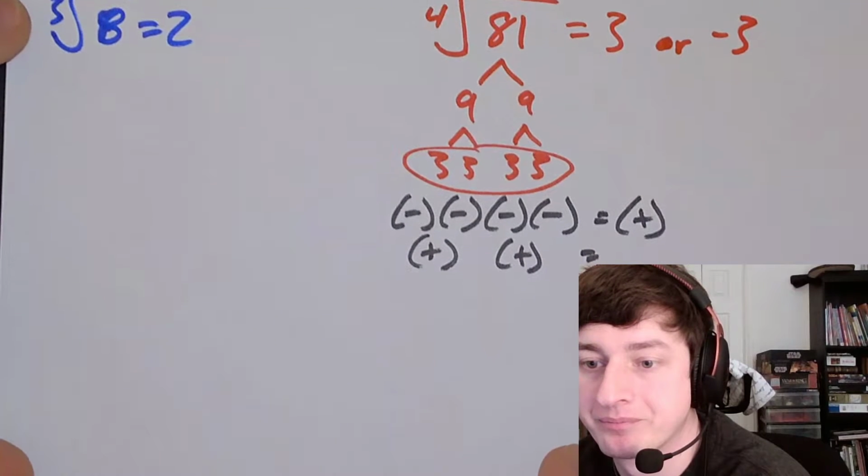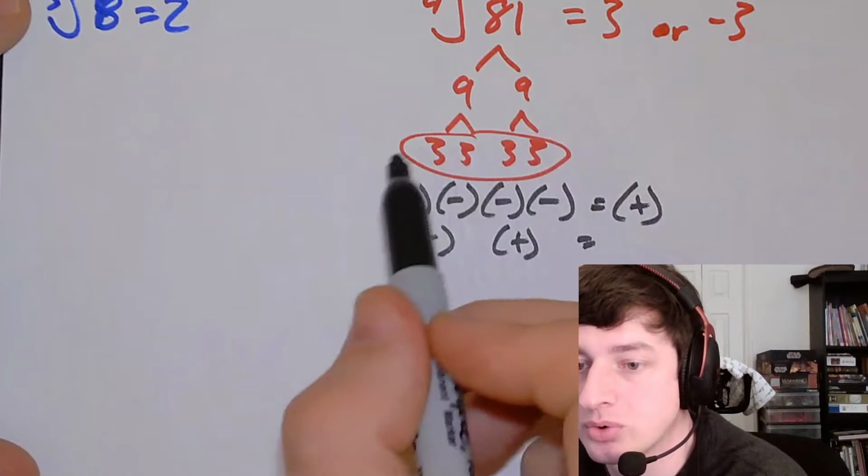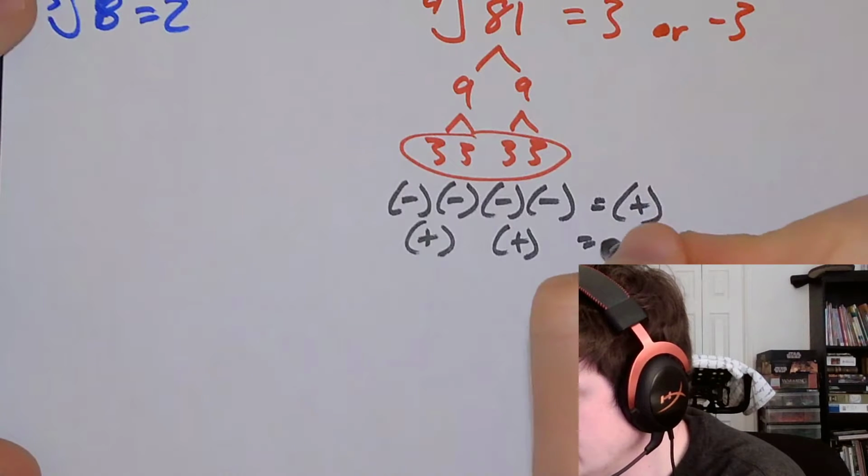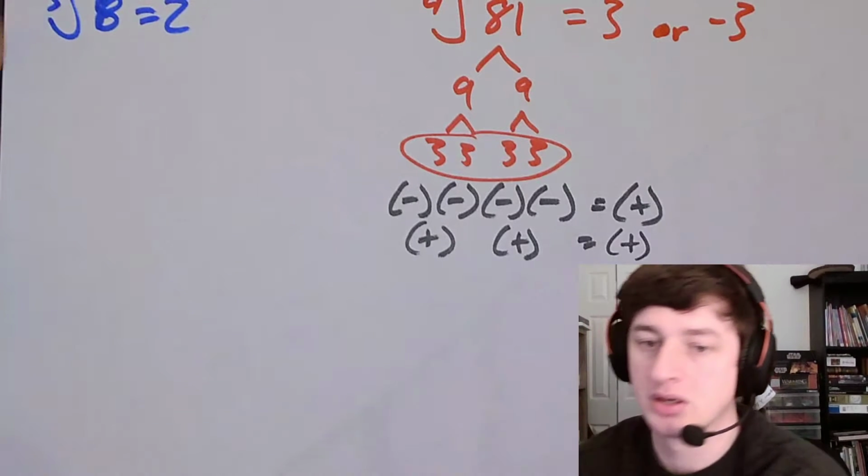Yeah. So we just get a positive number with 4 negatives. If I have 3 negatives, though, we get a negative number.